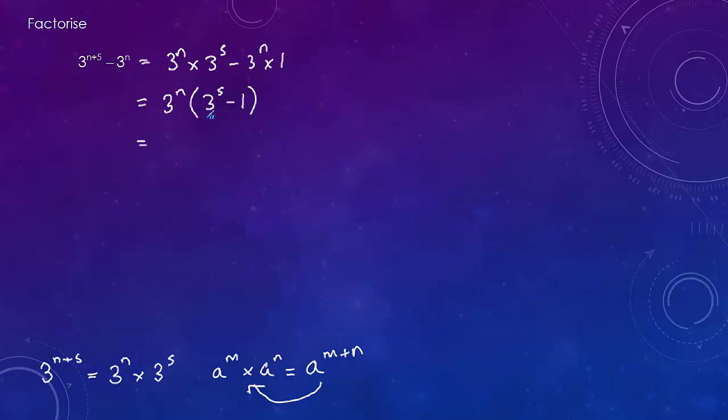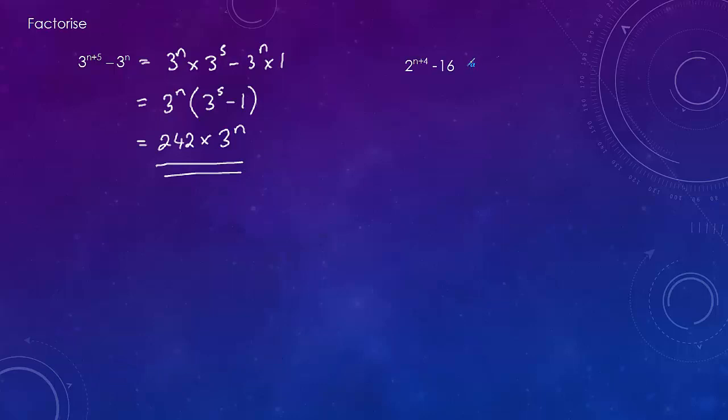Now, 3 to the power 5 is 243. Take away 1 is 242. So that would be 242 multiplied by 3 to the power n.